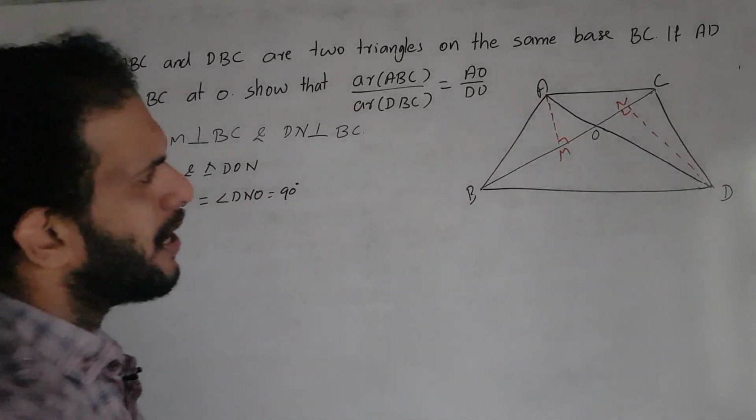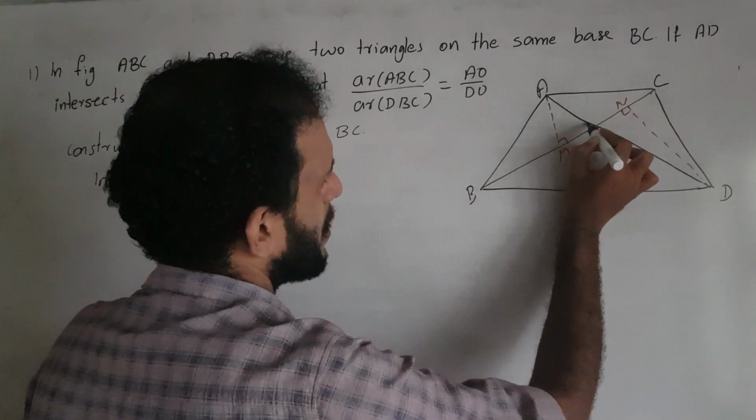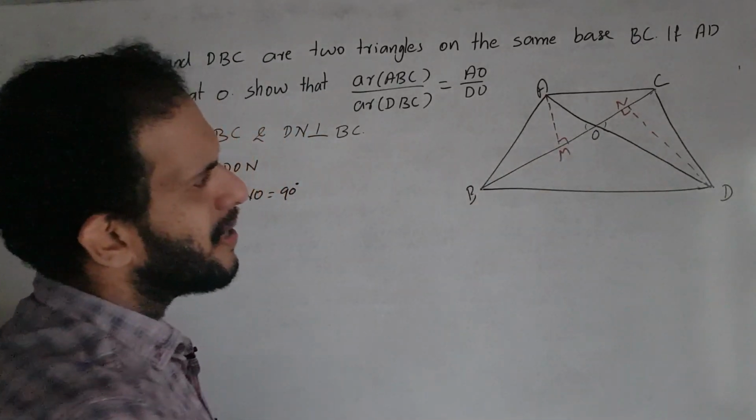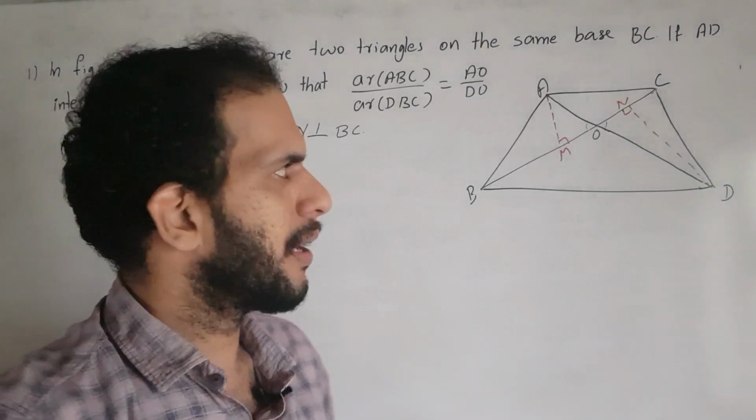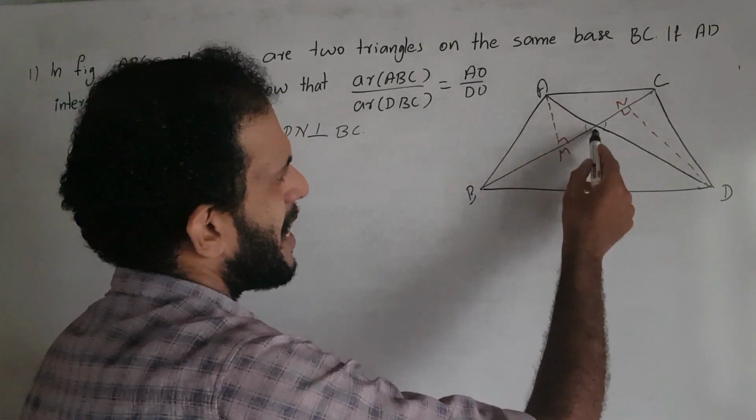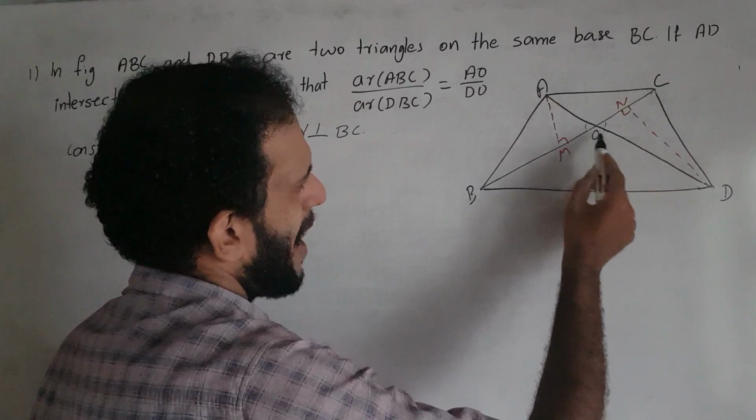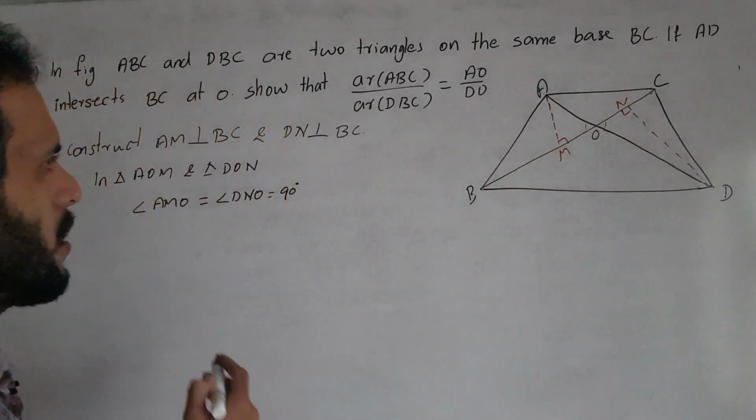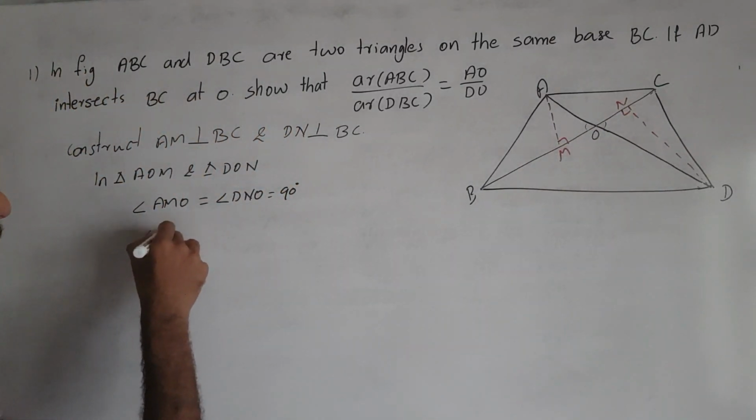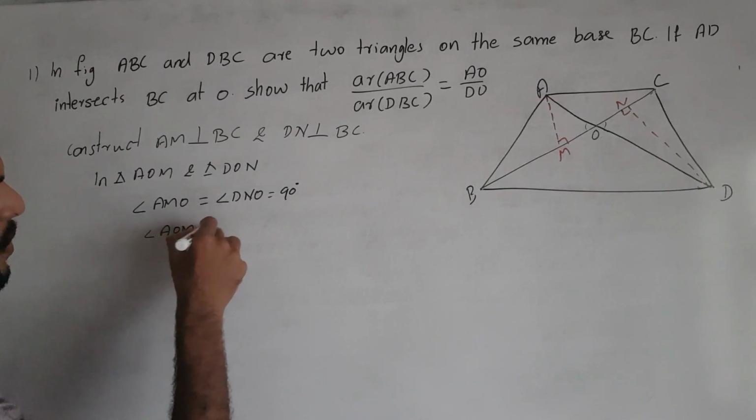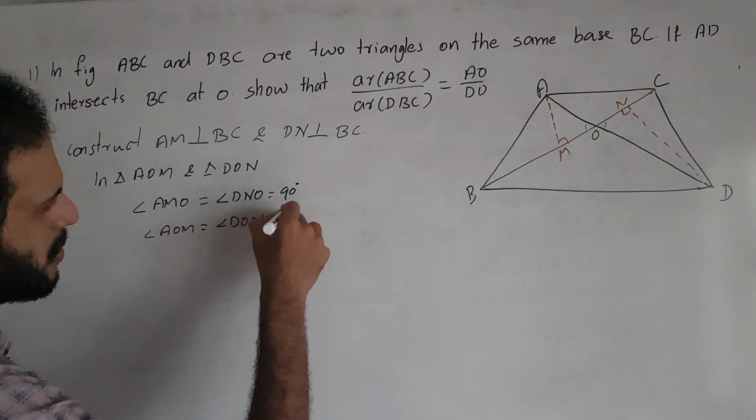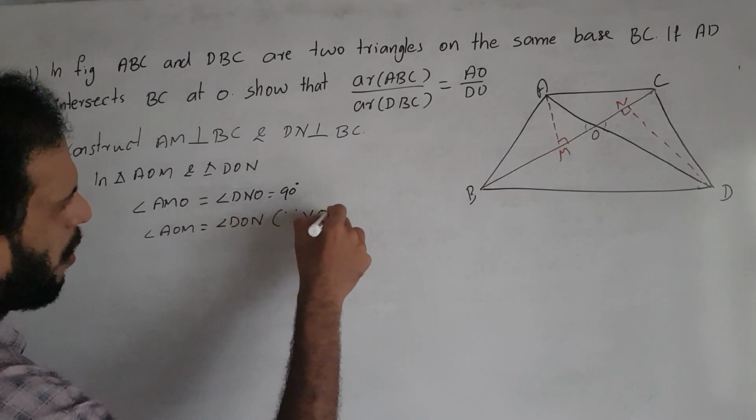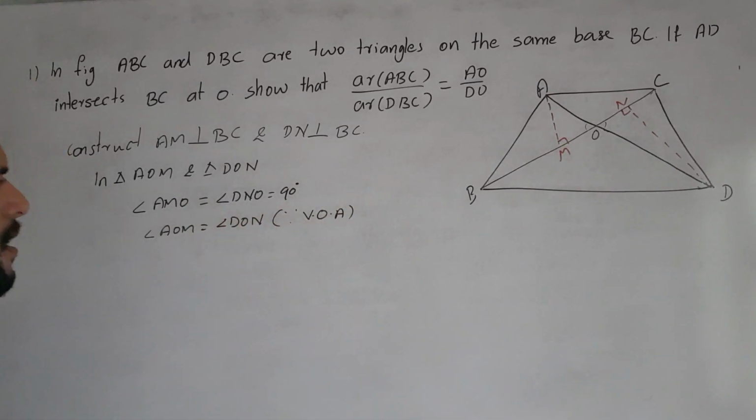Then in the figure it is very clear these two angles are equal. Why are these two angles equal? Because they are vertically opposite angles, correct? So angle AOM is equal to angle DON. Why? Because they are vertically opposite angles, correct?